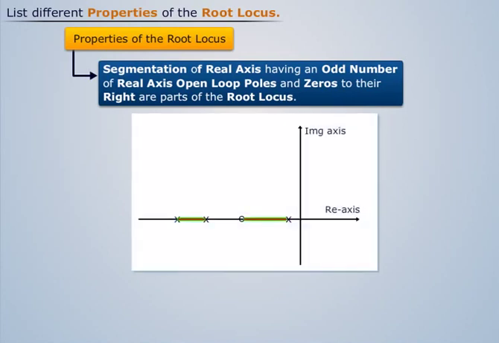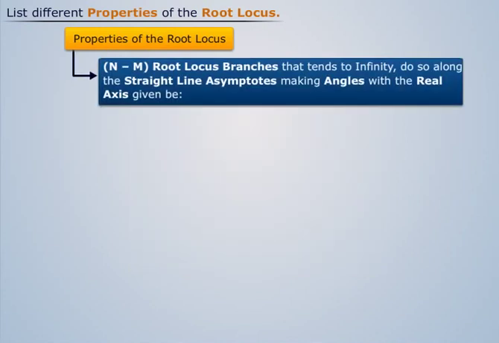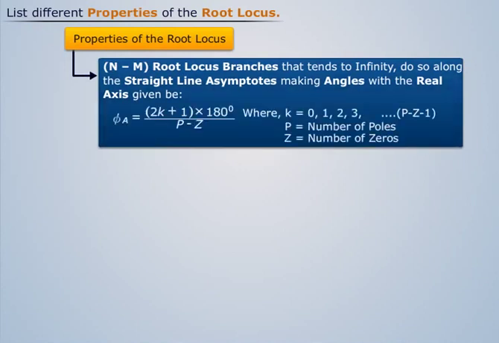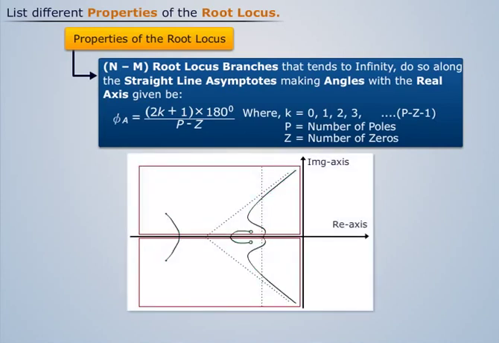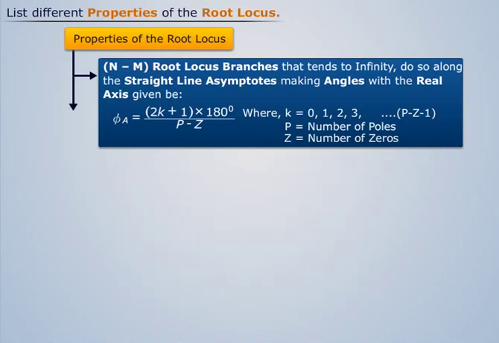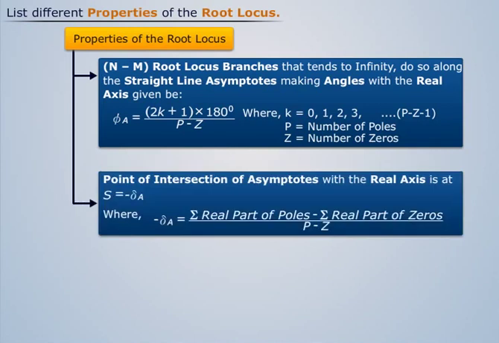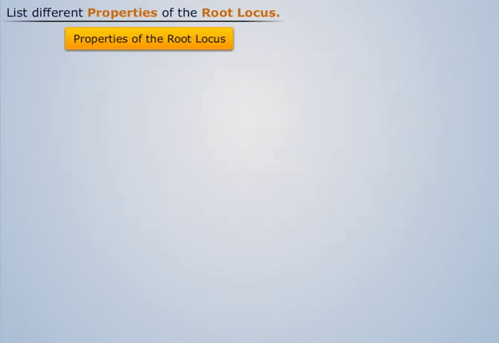There will be n minus m root locus branches that tend to infinity, and they do so along the straight line asymptotes making angles with the real axis given by. For example, branches of root locus that tend to infinity do so along the straight line asymptotes making angles with the real axis. Point of intersection of asymptotes with the real axis is at.